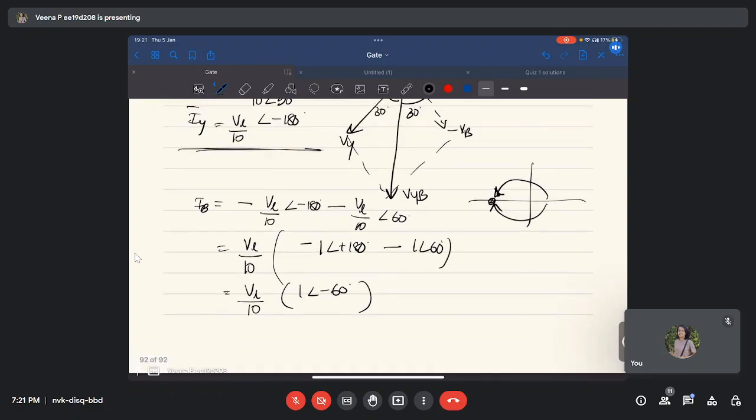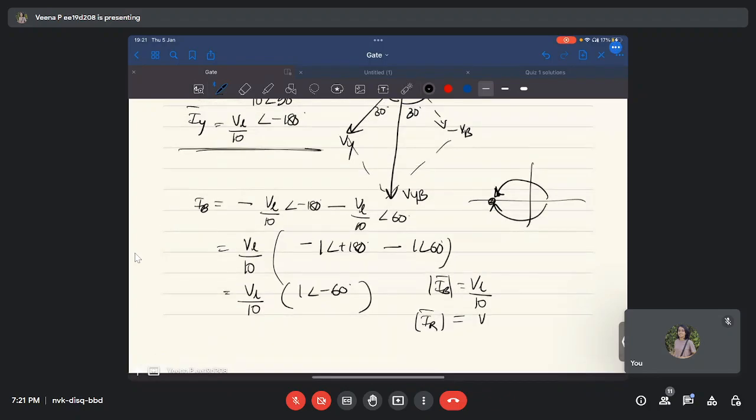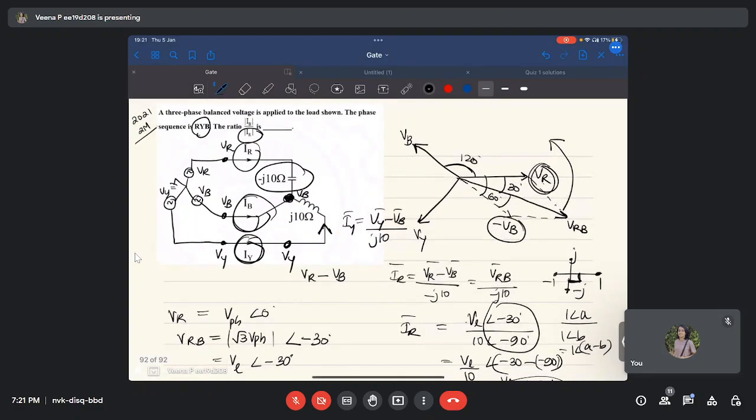So the ratio of magnitudes is asked. Magnitude of IB is VL by 10 and magnitude of IR is the same, VL by 10. So the ratio of the magnitudes of the currents is 1, which is the answer. Is this clear? Yes, ma'am. Okay.